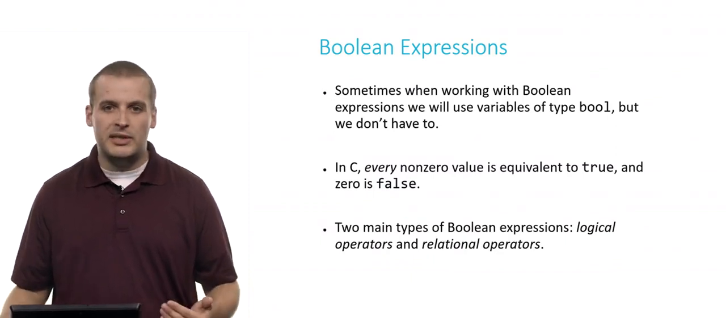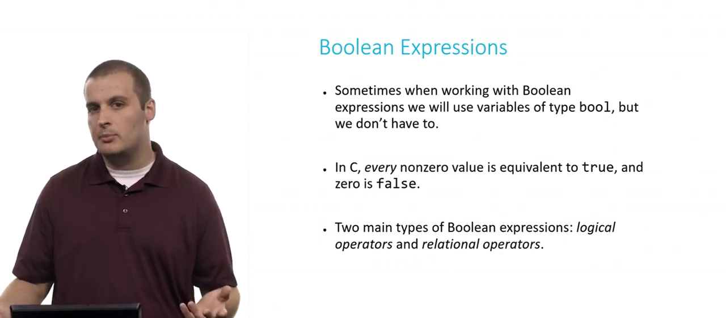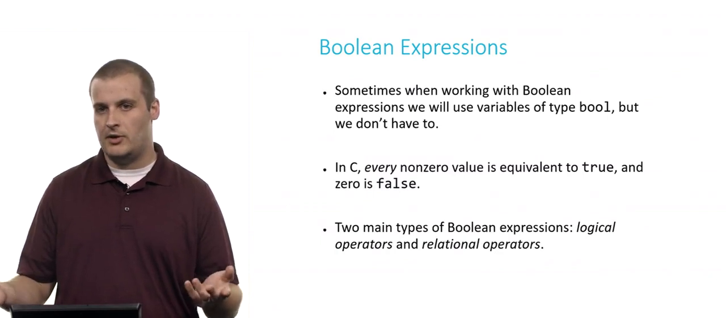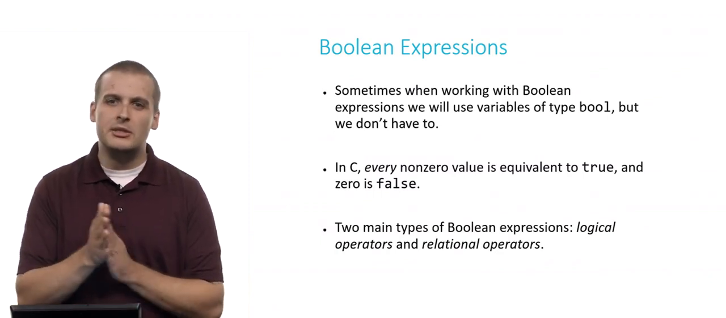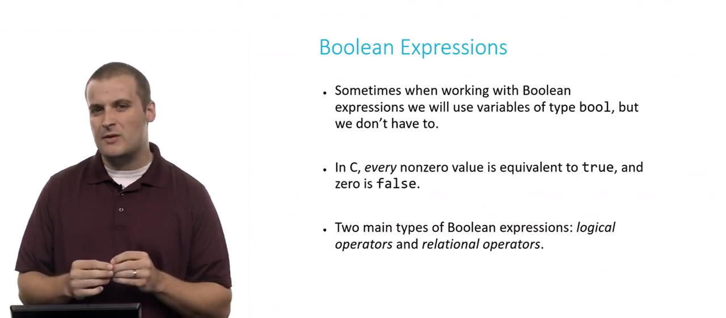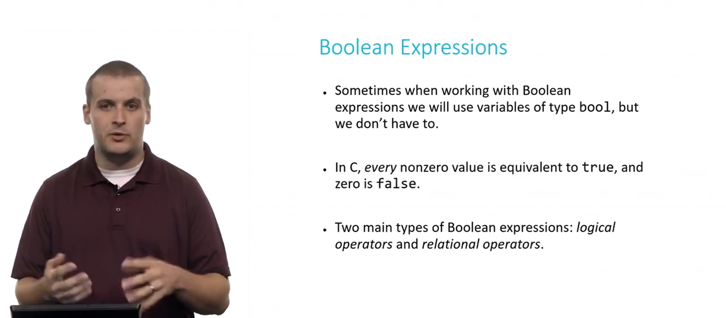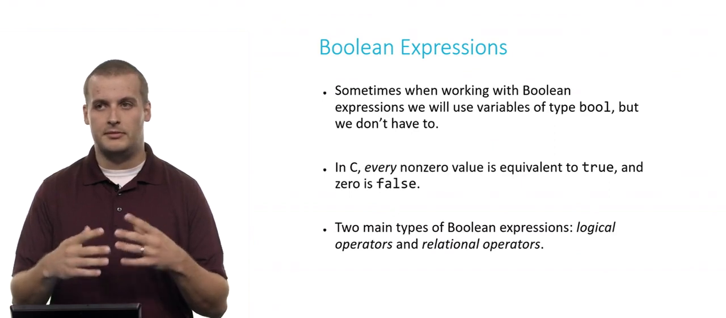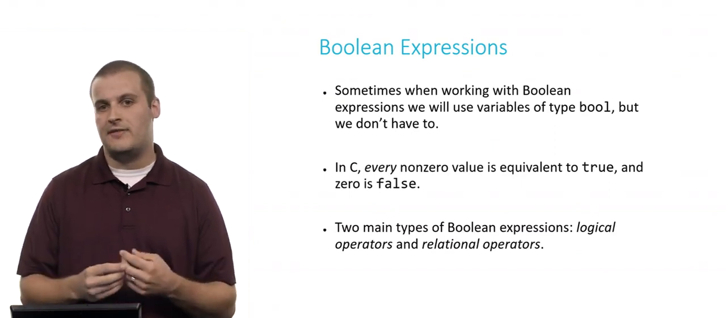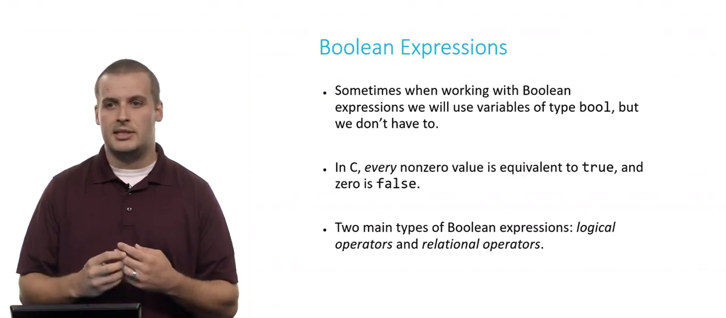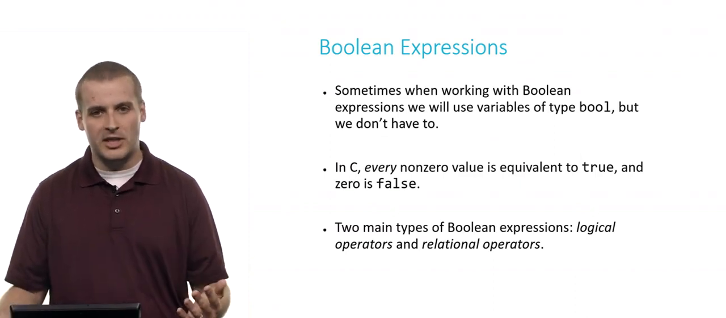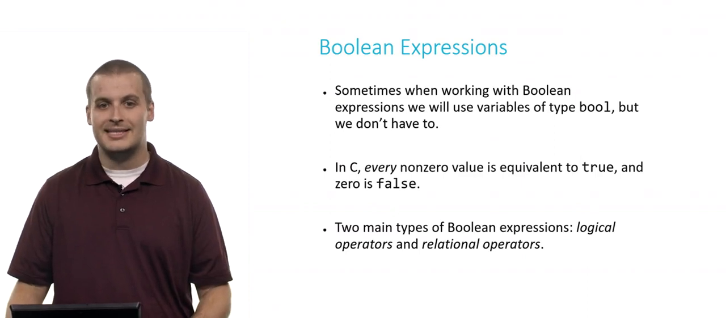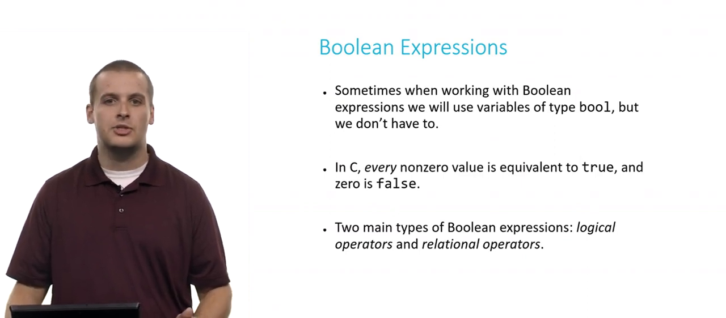Sometimes when we're working with Boolean expressions, we will use variables of type bool. You might have declared a bool type variable, and you'll use it in your Boolean expression, but you don't always have to. As it turns out, in C, every non-zero value is the same as saying true. If you had declared a variable of type bool and assigned it the value true, that's the same as declaring an integer and assigning it the value 1, 2, 3, or really any value whatsoever other than 0. Because in C, every non-zero value is true.